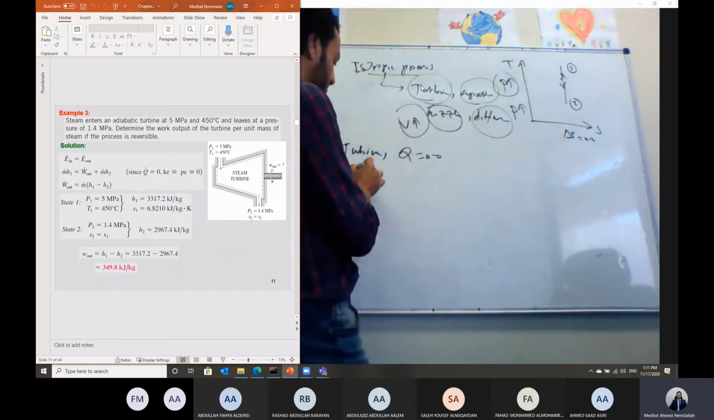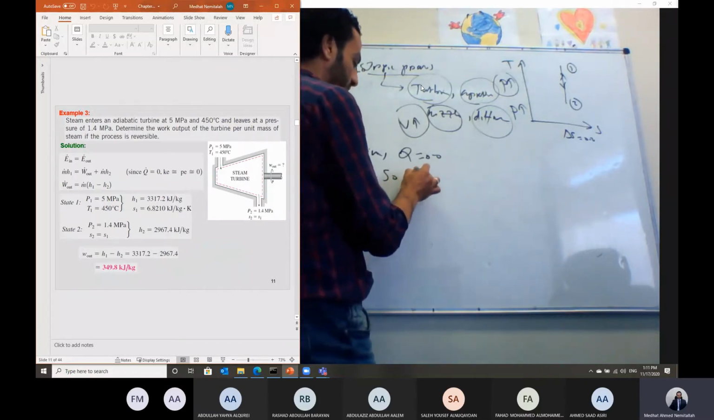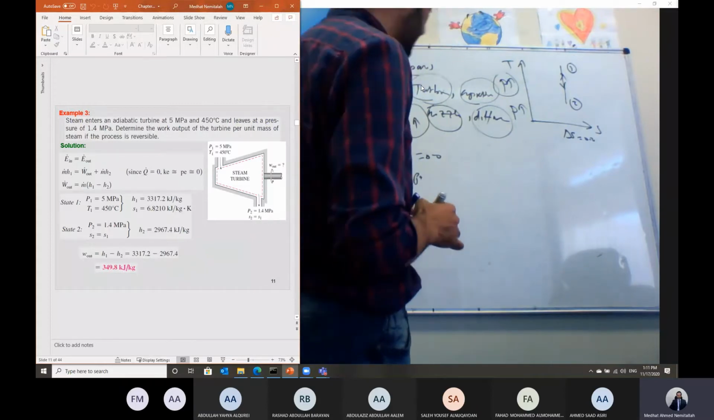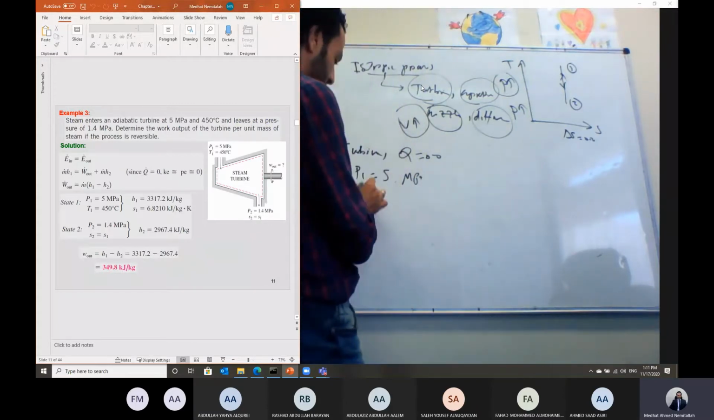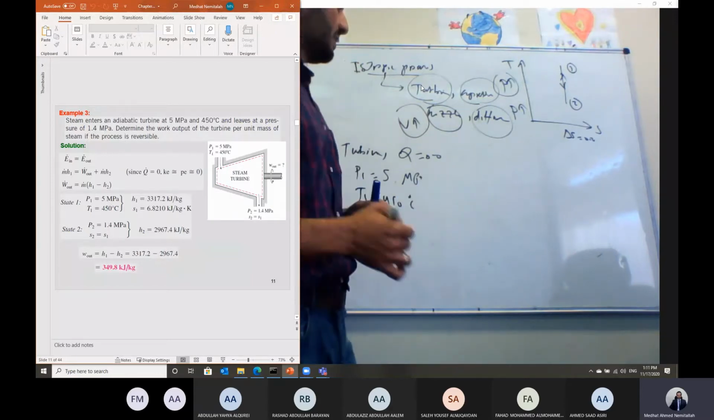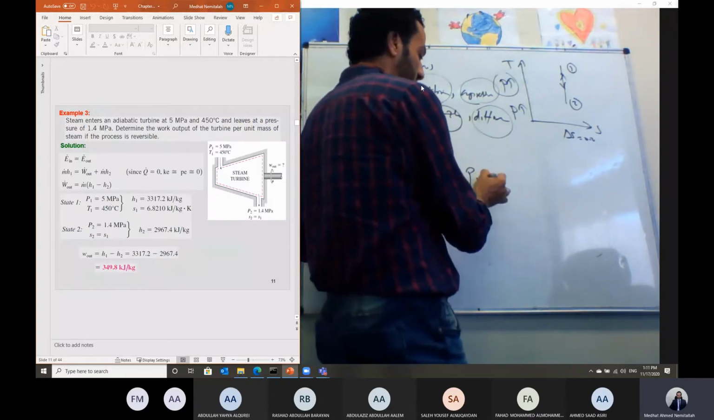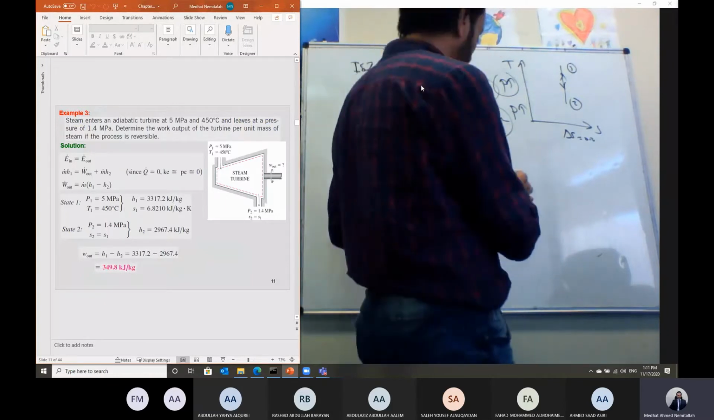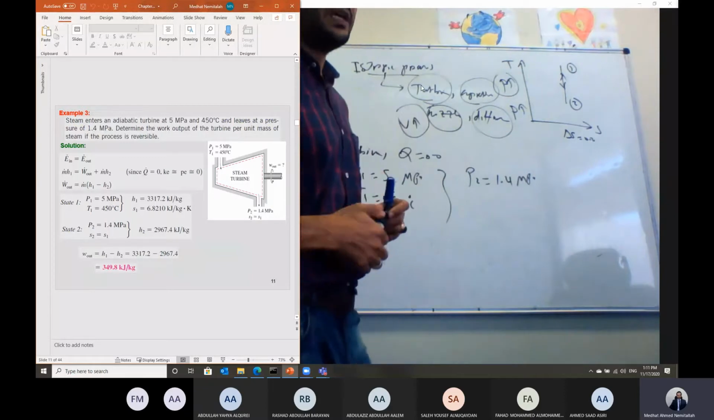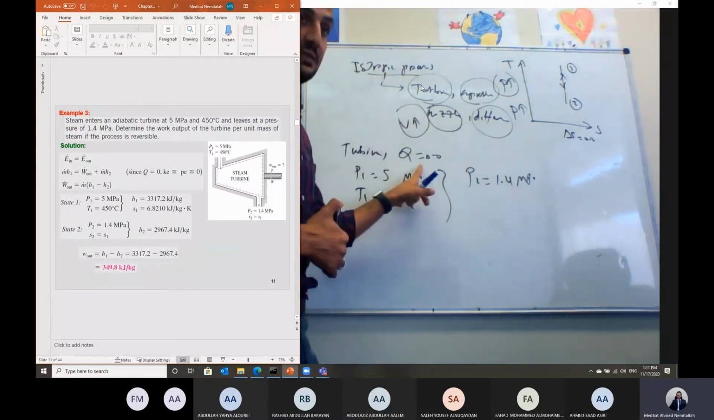The inlet pressure P1 of this turbine is equal to 5 megapascal, and the temperature T1 is equal to 450 degrees C in this case. He said the outlet condition of this turbine, the pressure P2, is equal to 1.4 megapascal in this case. Okay, so we have a steam turbine, an adiabatic steam turbine.